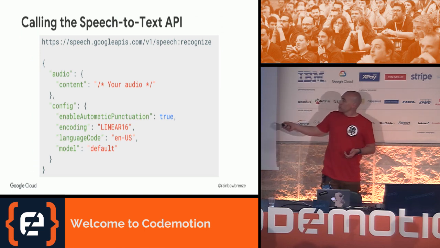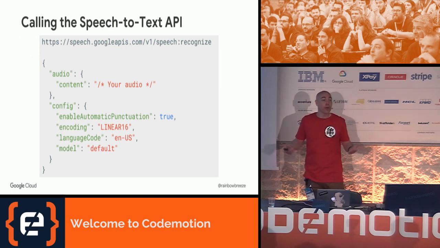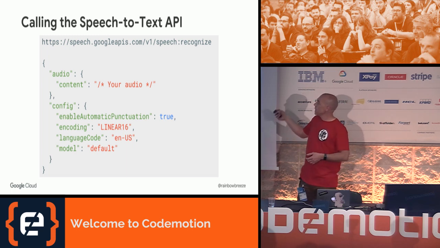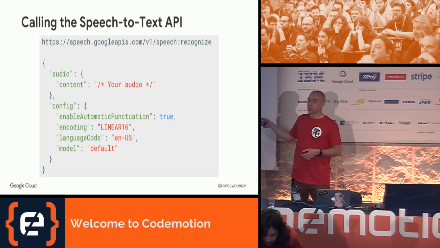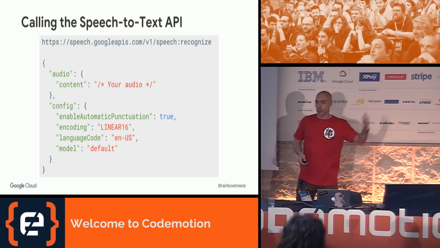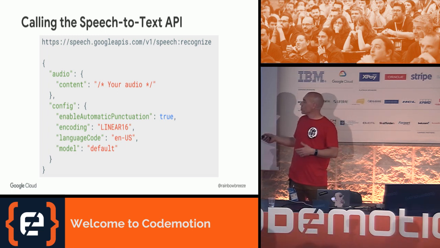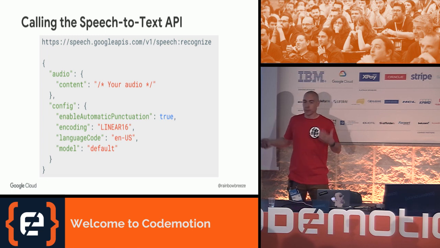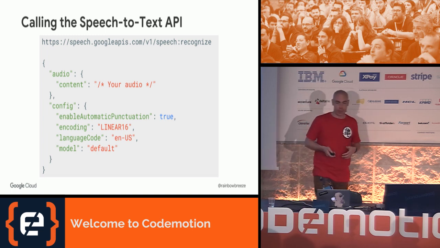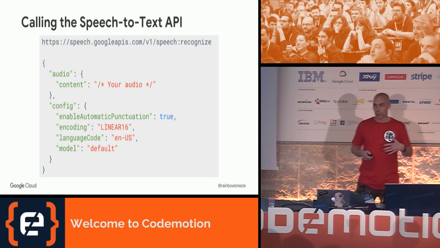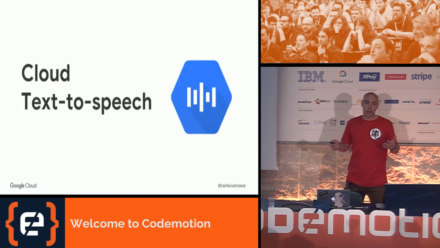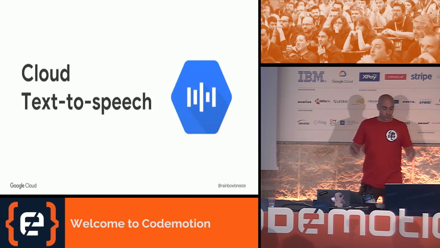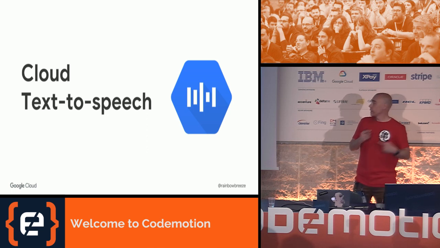Again, how to call this one is still a simple REST API. So this is the endpoint. You can pass your audio file here or link it in Google Cloud Storage. You add some configuration, like this audio is encoded using this codec, this is the language, this is the default model, and so on. So you can pass some parameters in order to improve the recognition of your model, and then you obtain the text, okay? The opposite way, text to speech.